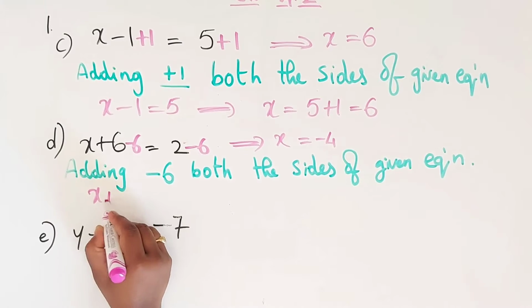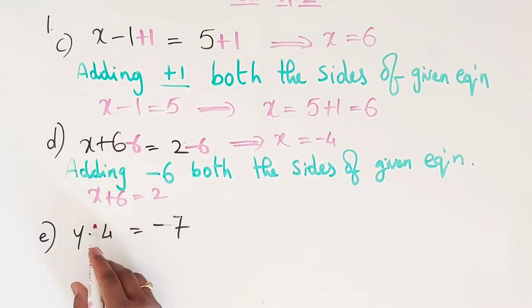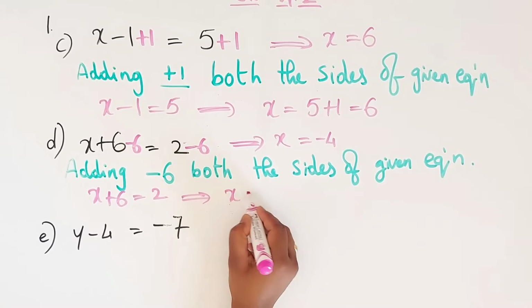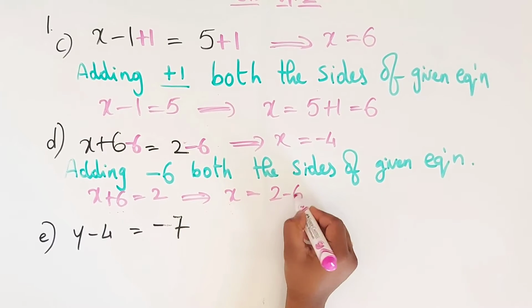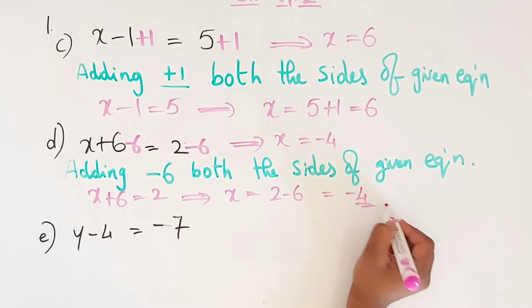Now we will do directly. This is the question. x plus 6 equal to 2. From here x equal to, this positive 6 will go to right hand side. It will be negative 6. 2 minus 6 here also minus 4.